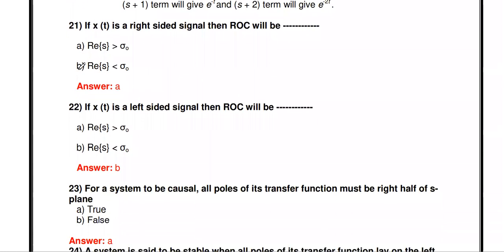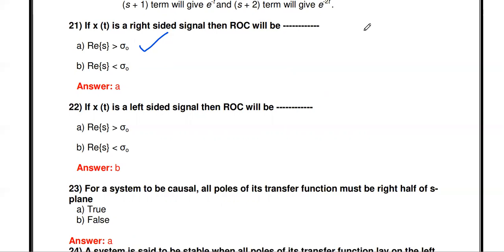Next, using the properties of ROC, we will have some questions. First one: if x of t is a right-sided signal, then the ROC will be dash. Already you know a right-sided signal means a causal signal, so the ROC is always greater than some value, real of s greater than sigma naught. For example, for u of t, what is the ROC? Sigma greater than 0, since u of t is a right-sided signal.